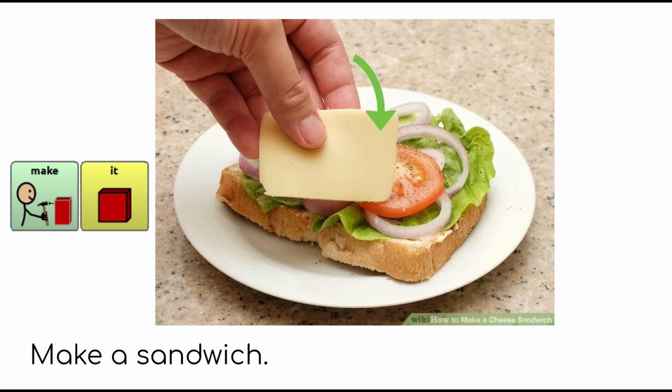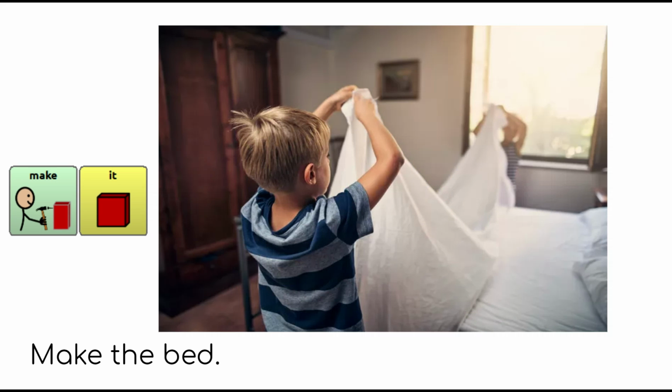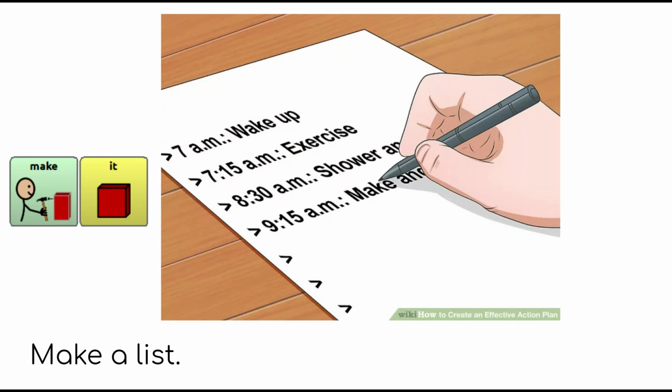Use your talker to find make. After you find make, add the word it to make two words together. Make it. Make the bed. Make it. Make a list. Make it.